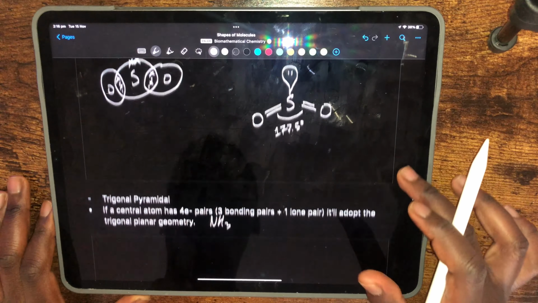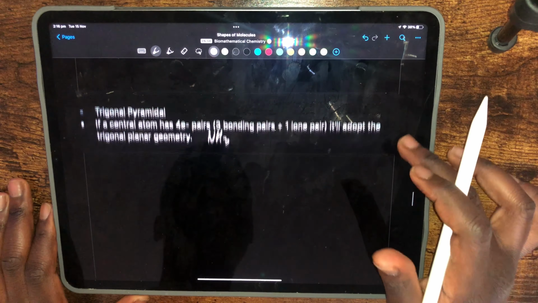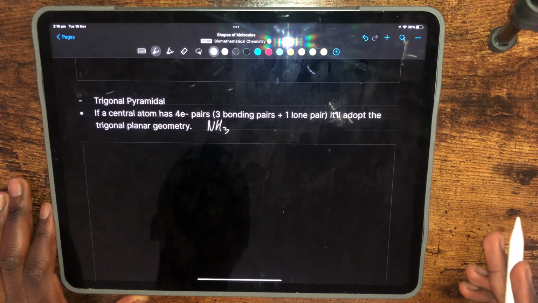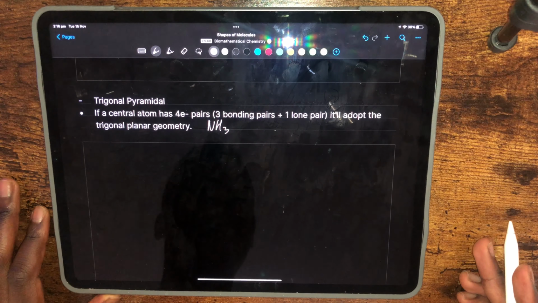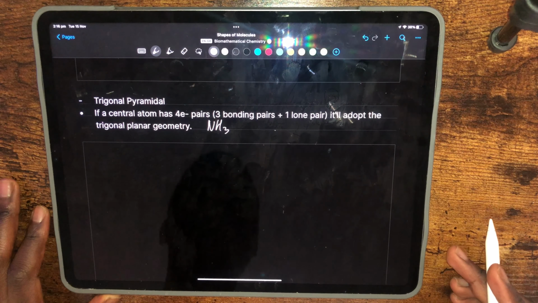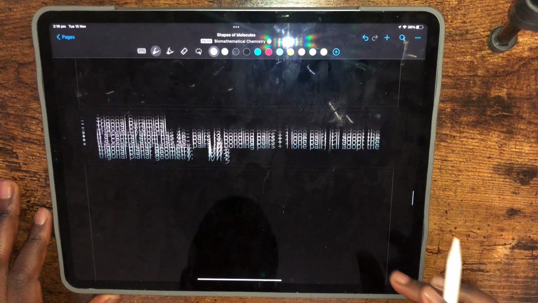Right? Let's go for trigonal pyramidal. If the central atom has 4 electron pairs, so 3 bonding pairs and 1 lone pair, it'll adopt a trigonal pyramidal geometry. Right, so 4 electron pairs. Let's see what I had for 4 electron pairs up here. It was tetrahedral, right? It will share a structure that's actually very similar to tetrahedral. I'll show you an example. I'll show you how to do NH3.